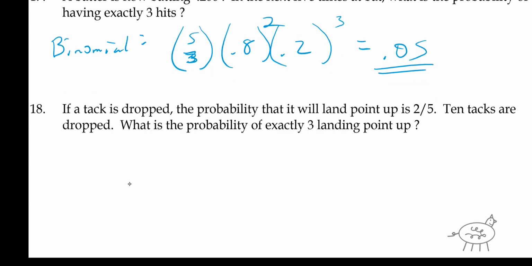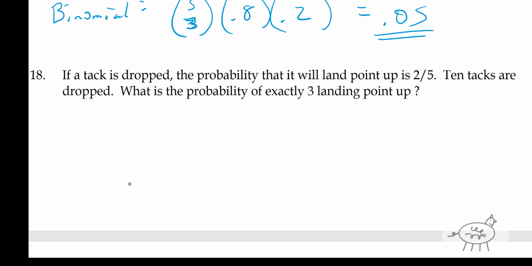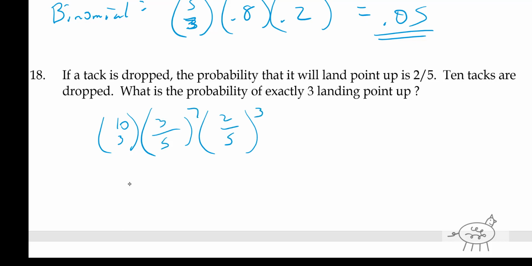If a tack is dropped, the probability that it will land point up is 2/5. 10 tacks are dropped. What's the probability of exactly 3 landing point up? Success or failure, another binomial. So it's 10C3. And success is 2/5 and failure is 3/5. So that's a 3 here and a 7 here. So the answer is 0.21.